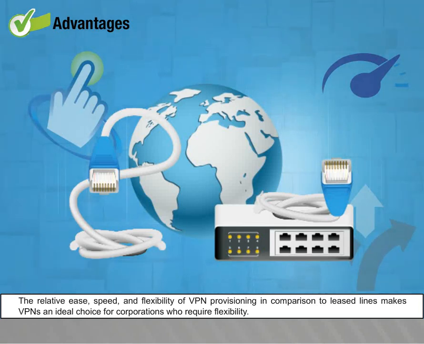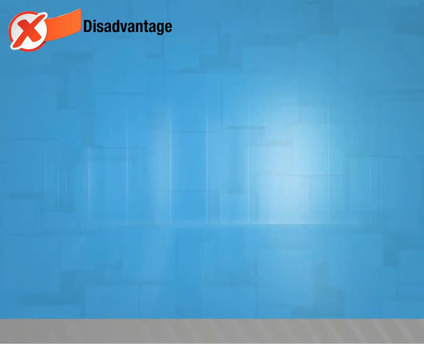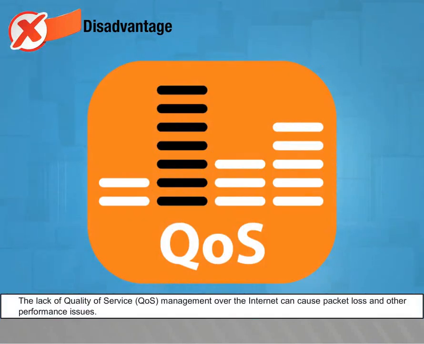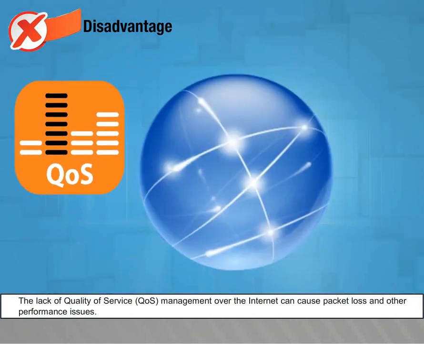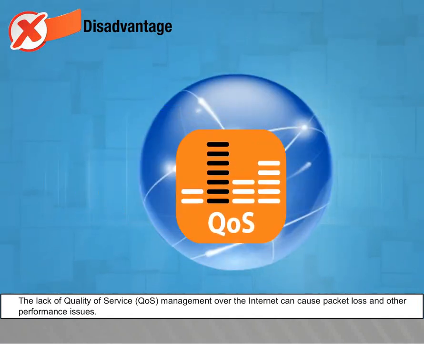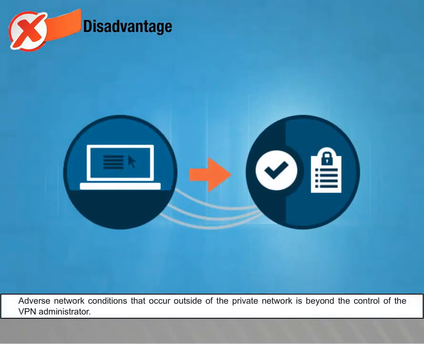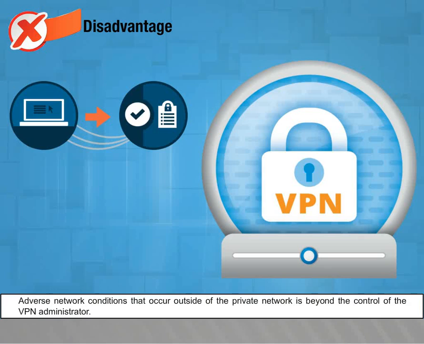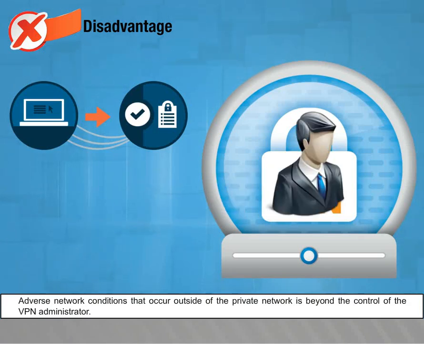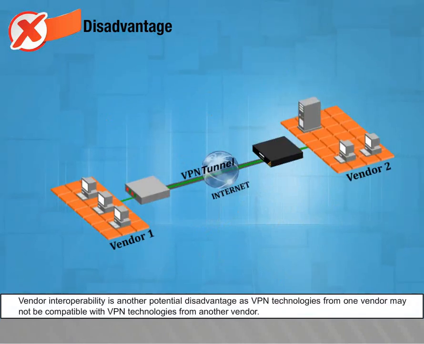corporations who require flexibility. Disadvantages: the lack of quality of service (QoS) management over the internet can cause packet loss and other performance issues. Adverse network conditions that occur outside of the private network are beyond the control of the VPN administrator. Vendor interoperability is another potential disadvantage, as VPN technologies from one vendor may not be compatible with VPN technologies from another vendor.